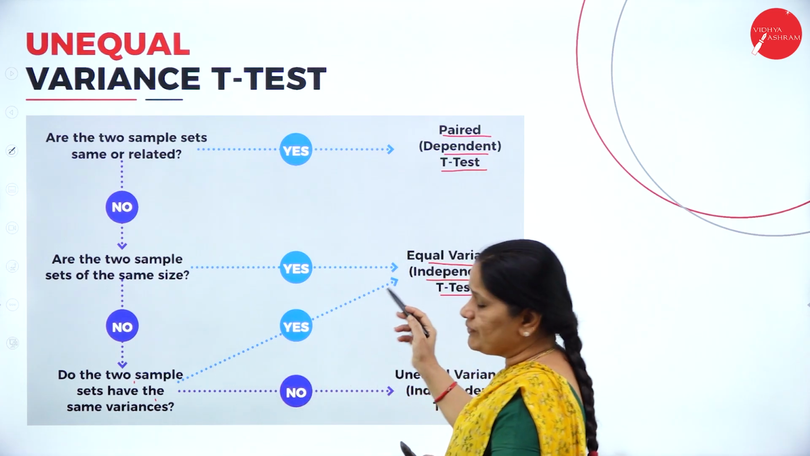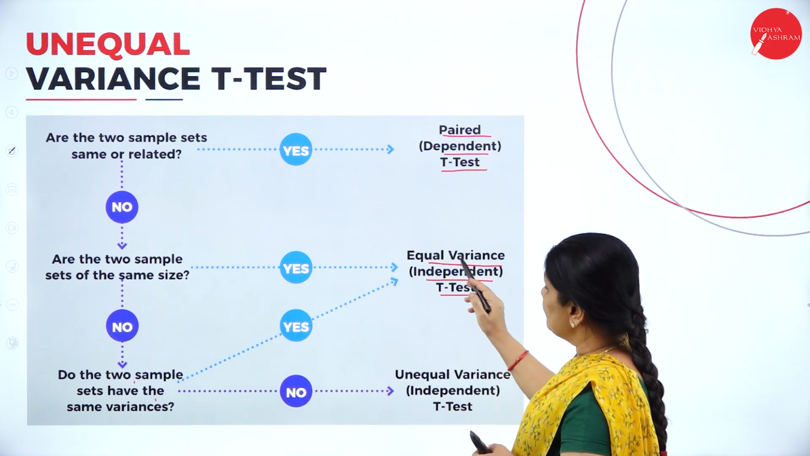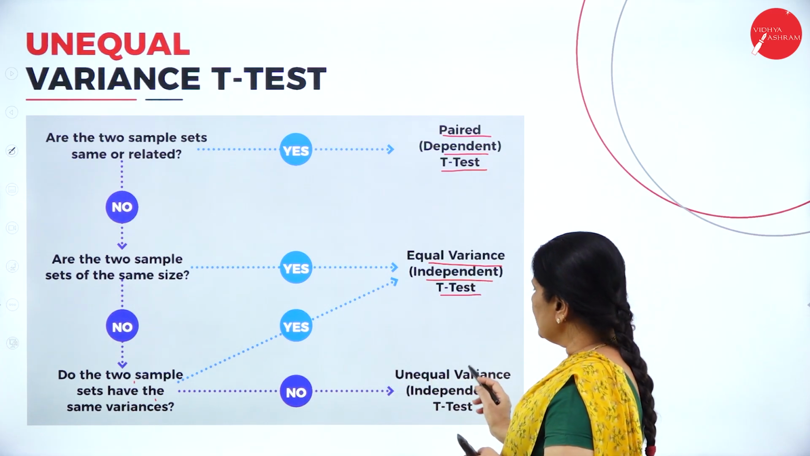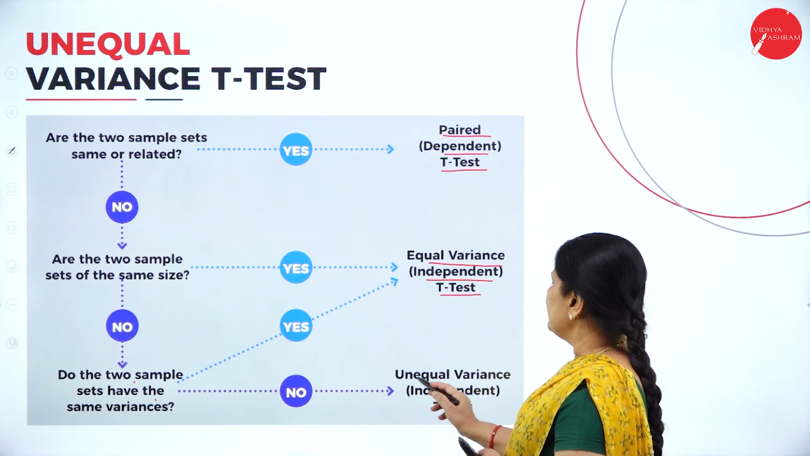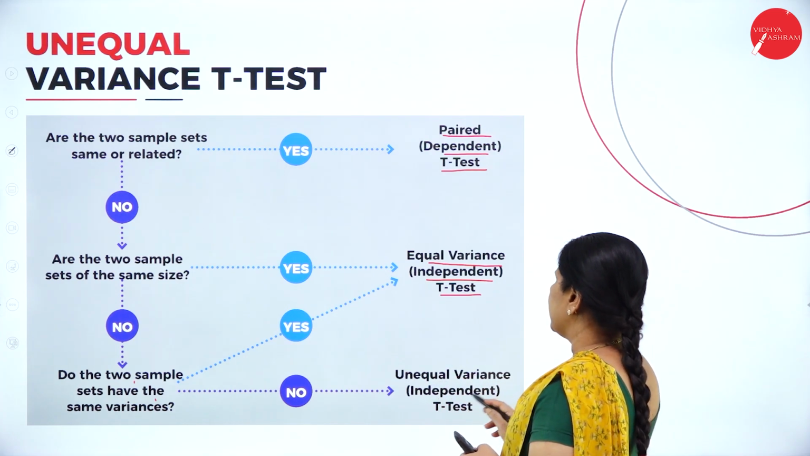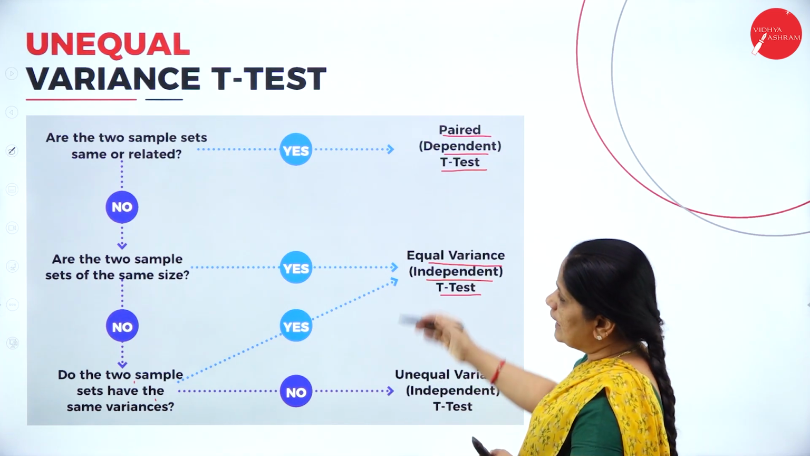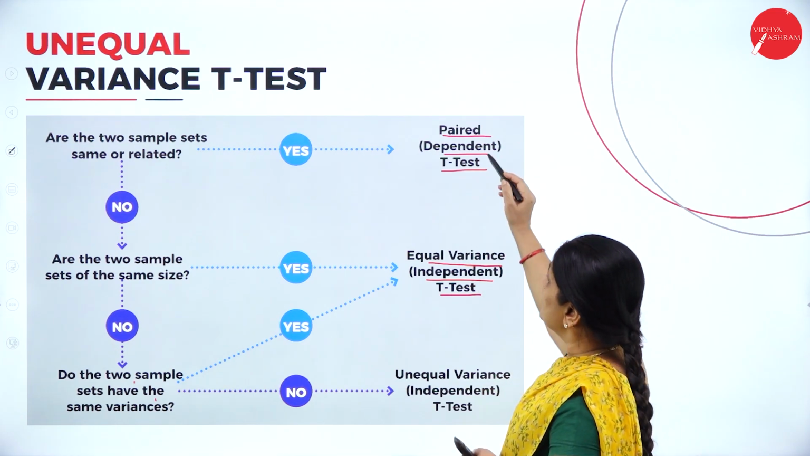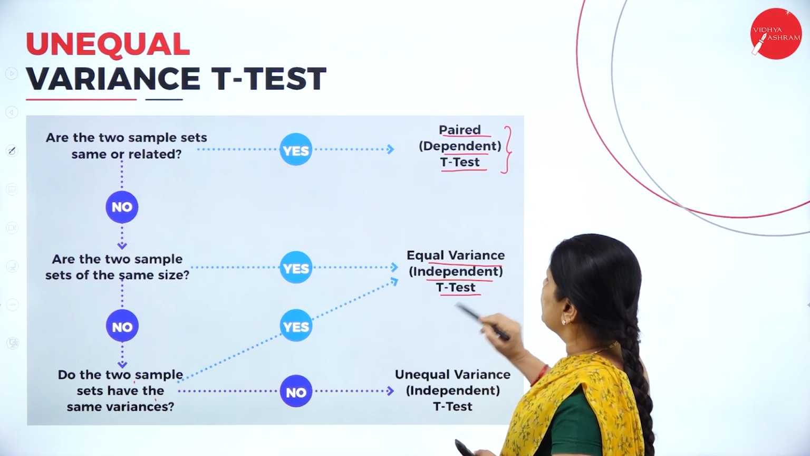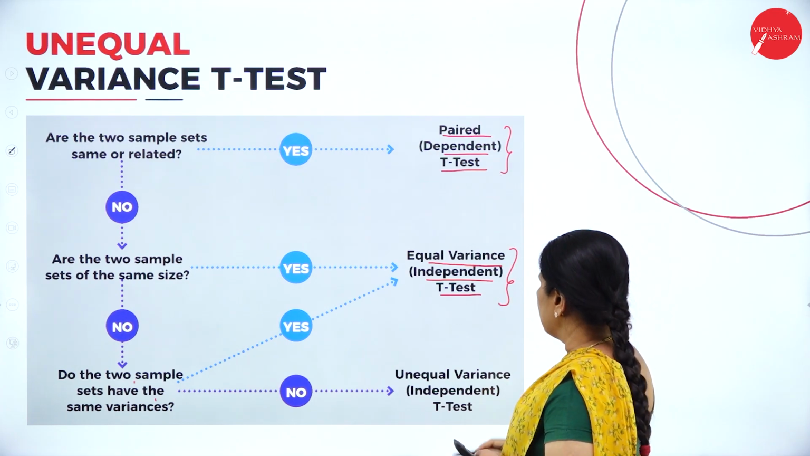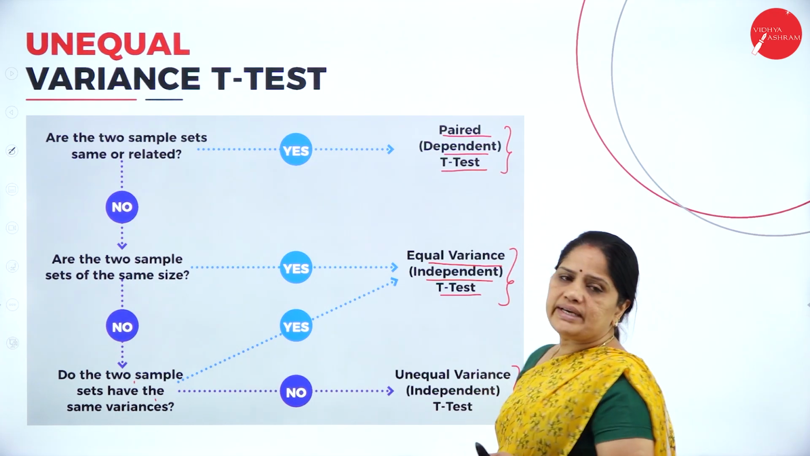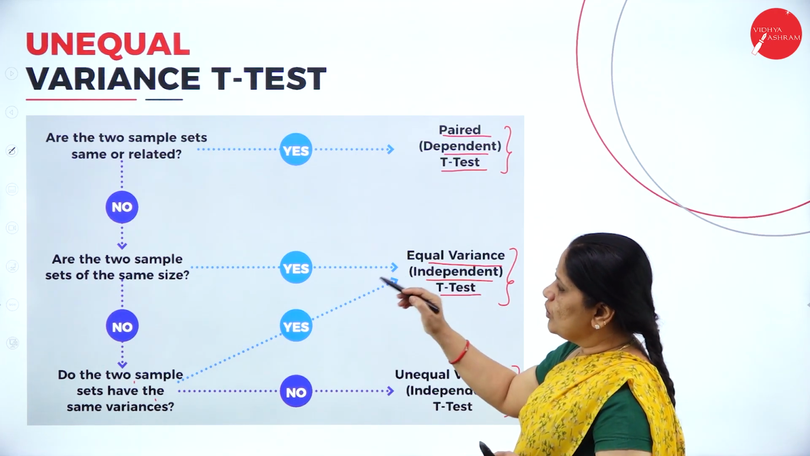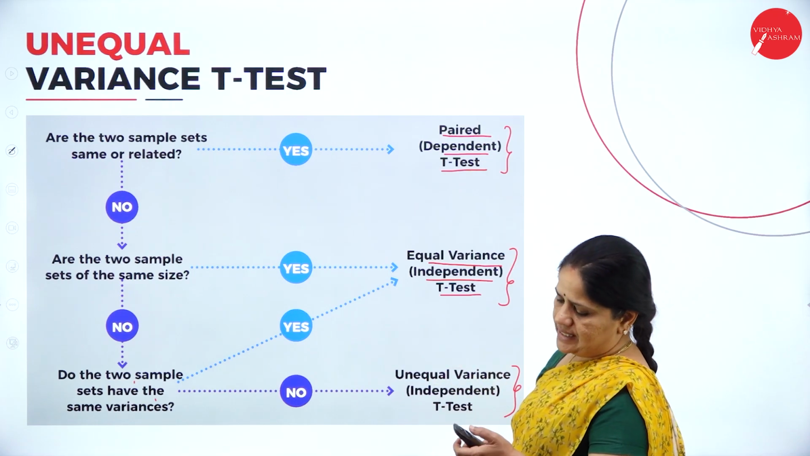Then again, if they have the same variance, then we can use the equal variance t-test. If they don't have the same variance, then we can use the unequal variance t-test. So with the help of this table, we can know when to use the paired dependent test, the equal variance independent test, or the unequal variance independent test. So we will be able to know when to use which test.